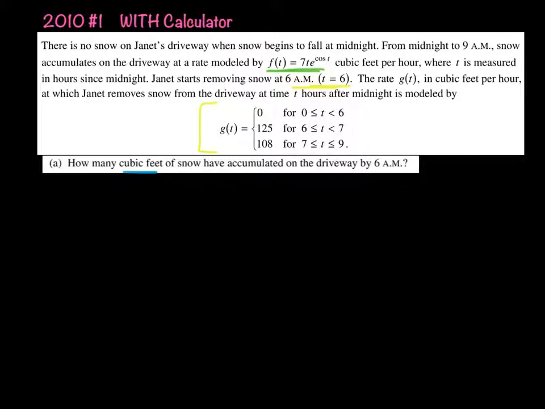So I would say the integral from 0 to 6 a.m. of f of t dt. And I'm just going to go ahead and enter that into my calculator and get an answer. So pause your video, come back, and get an answer. Okay, so my answer was 142.275. All right, let's move on to part B.